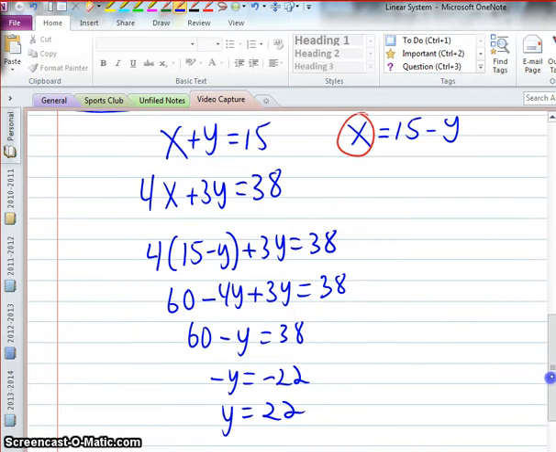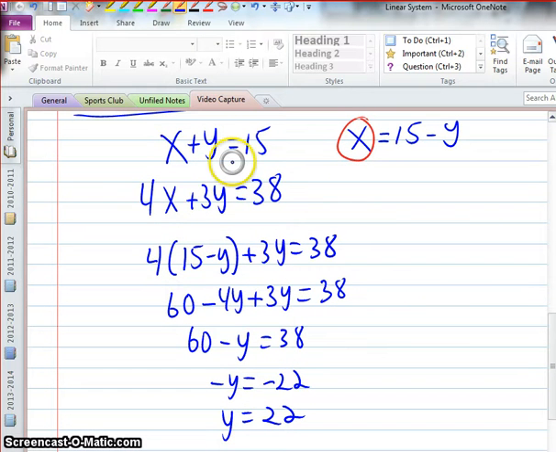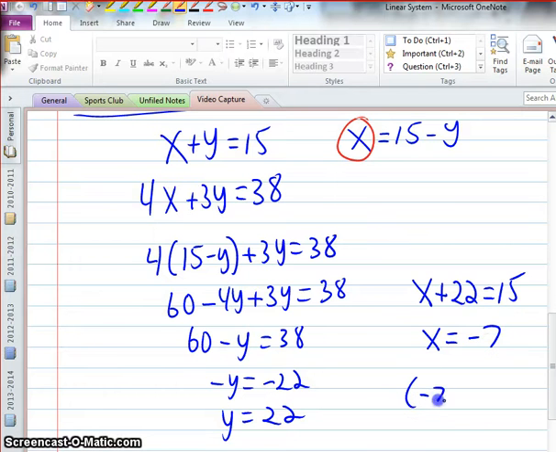To find the x-coordinate, I can plug back into either one of these equations. I'm going to go with the first equation because the coefficients are smaller. It's going to be easier to work with. But the idea is that now we're going to rewrite that x plus, instead of y, I'm going to write 22 because we know it equals 22. Subtract from both sides, and x must be negative 7. So your answer is always in the form of an ordered pair coordinate of where those two lines are intersecting.